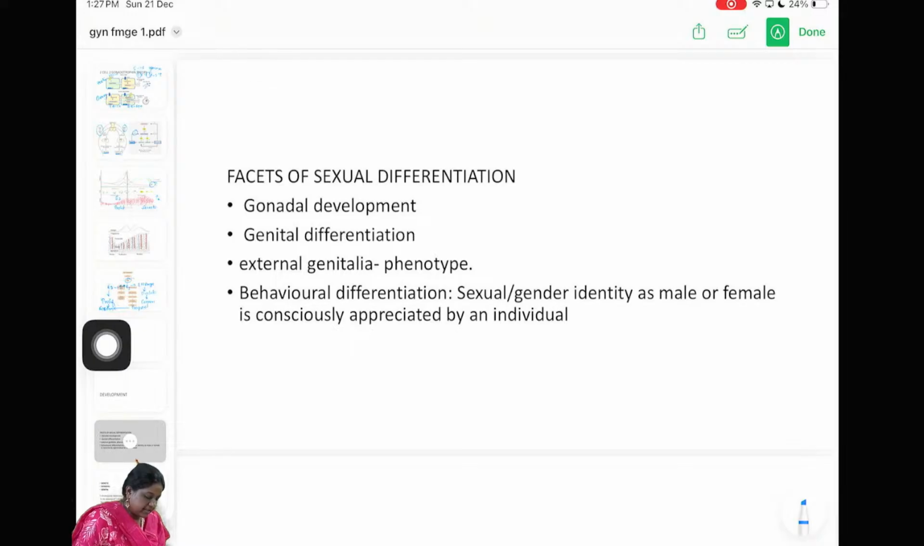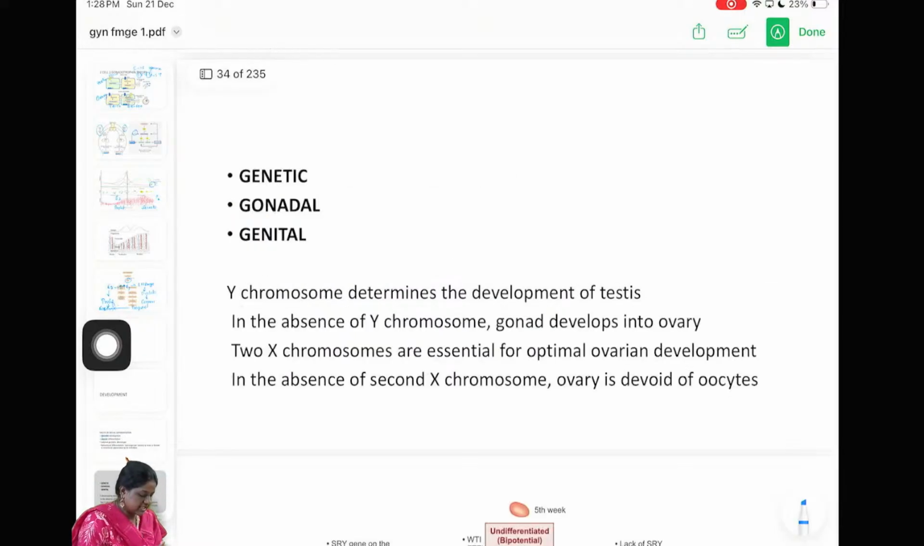Now let's go on with the development. In development, we have gonadal development, and genital development, that is external genitalia development, and there is another development which is behavioral development. Behavioral development is when, even though the sexual identity is something, they identify themselves as a different individual. That is behavioral differentiation. So we have genetic sex, gonadal sex, and genital sex. Genetic sex is either XX or XY. Gonadal sex is either ovary or testis. Genital sex is either labia, or scrotum and penis.